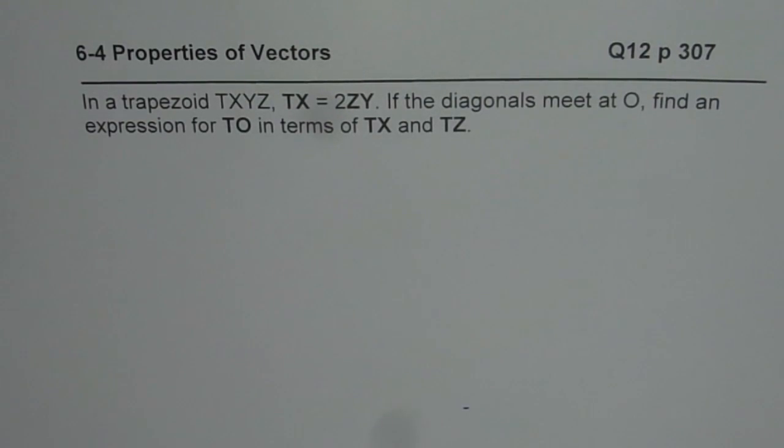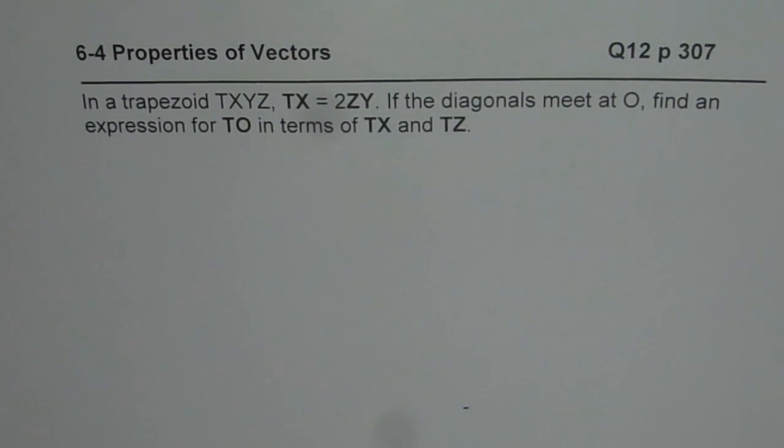I'm Anil Kumar, and here is the solution of question number 12, page 307 on properties of vectors. In a trapezoid TXYZ, TX equals 2 times YZ. If the diagonals meet at O, find an expression for TO in terms of TX and TZ.